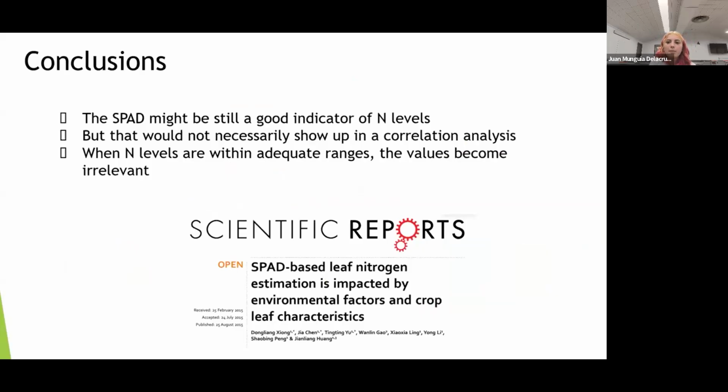In conclusion, the SPAD might still be a good indicator of nitrogen levels. However, that would not necessarily show up in a correlation analysis. When nitrogen levels are within adequate ranges, the values become irrelevant.